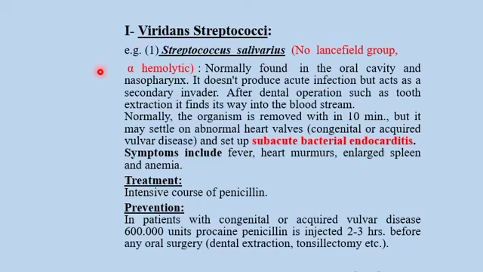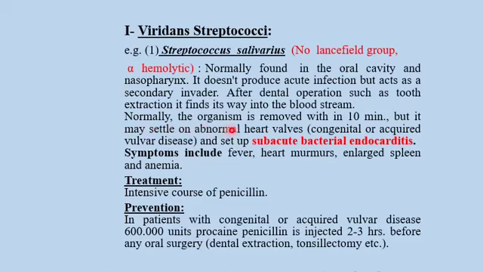When does it turn parasitic and cause problems? After a dental operation such as tooth extraction, it finds its way into the bloodstream. Normally the organism is removed within 10 minutes. The body gets rid of any organism that entered the blood within 10 minutes through phagocytosis, and there won't be any problem. But it may settle on abnormal heart valves. So if the heart has a problem and is abnormal, here the problem will happen. That's why we called it a secondary invader: there must be a problem in the heart before this kind of infection happens.